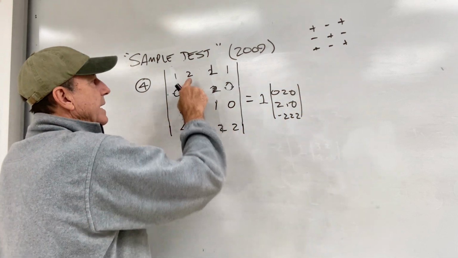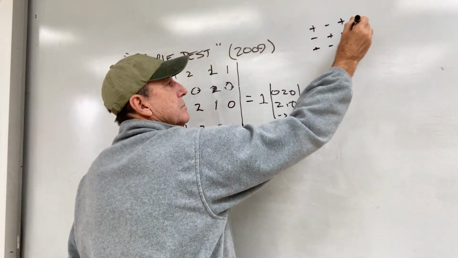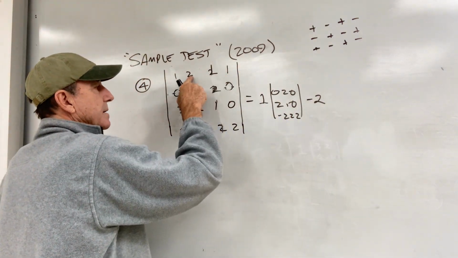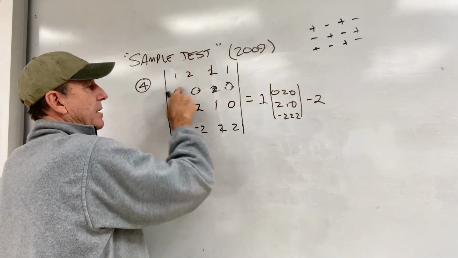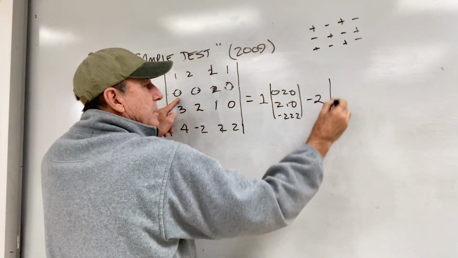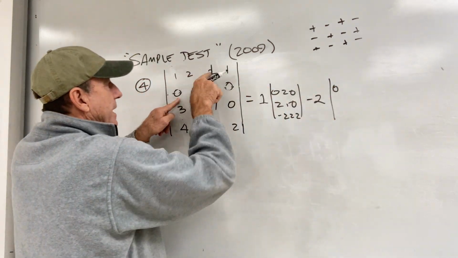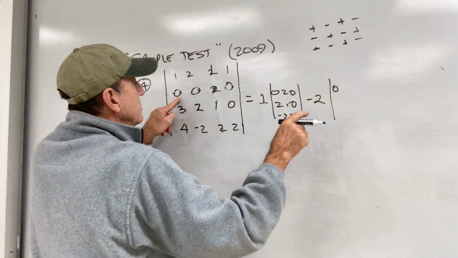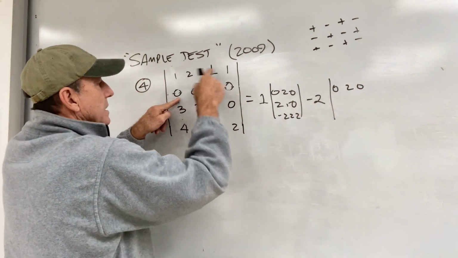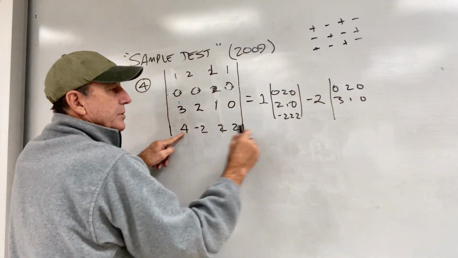And then we'd have -2. Again, I'm doing the plus minus sign idea, right? So -2 times its minor. So wipe that out, and we have 0, 2, 0, 0, 2, 0, and then 3, 1, 0, and then 4, 2, 2.